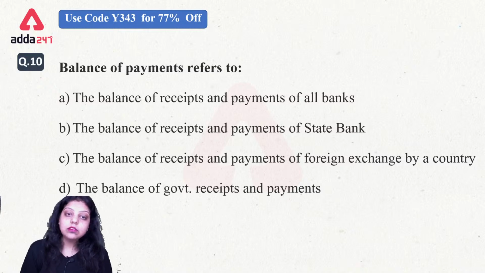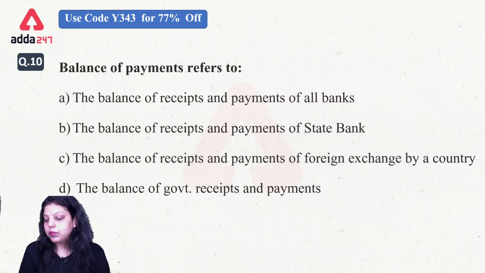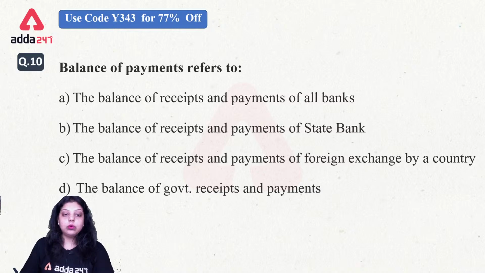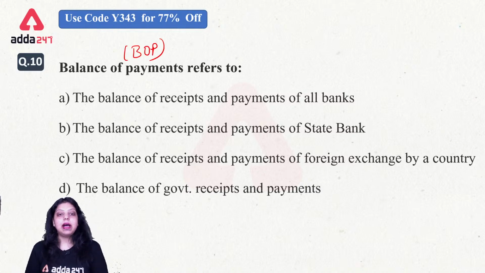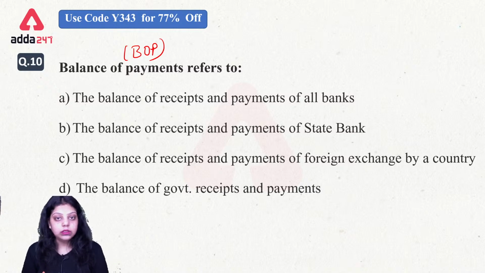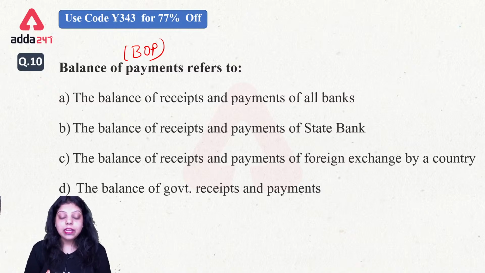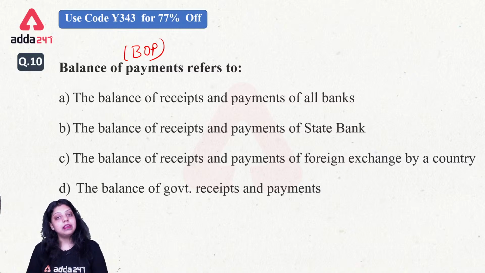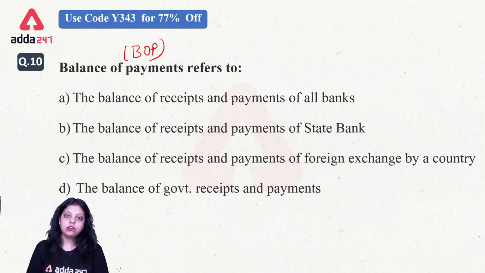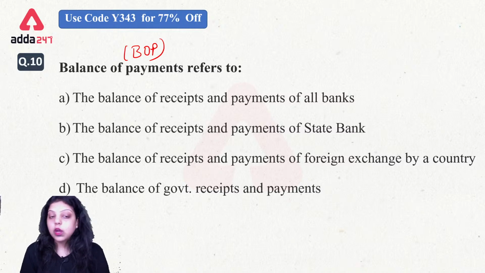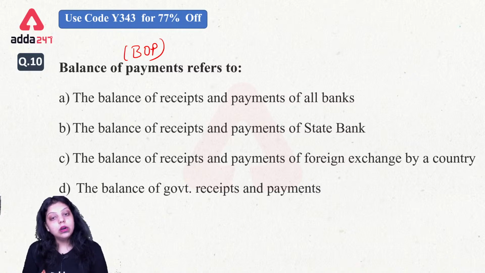Now next: balance of payment refers to what? It is also known as BOP. The first statement says the balance of receipts and payments of all the banks is known as balance of payment. Second says the balance of receipts and payments of a state bank. Third says the balance of receipts and payments of foreign exchange by a country. And the fourth option says the balance of government receipts and payments. Now what will be the right answer?